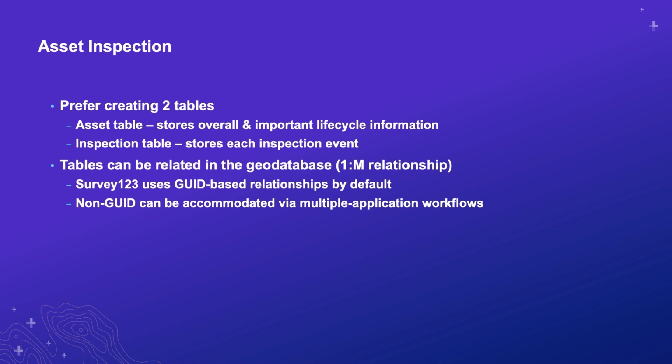An implicit relationship simply has a field with a common ID in both tables. Explicit relationships will have a relationship class defined in the geodatabase or feature service, enabling ArcGIS tools to automatically display the related information. Survey123 uses a GUID-based relationship, whether using the global ID field or another GUID field. If you have existing data that are related via a non-GUID relationship, you can still edit data using Survey123, though you may need to use multiple applications or forms to complete a workflow.